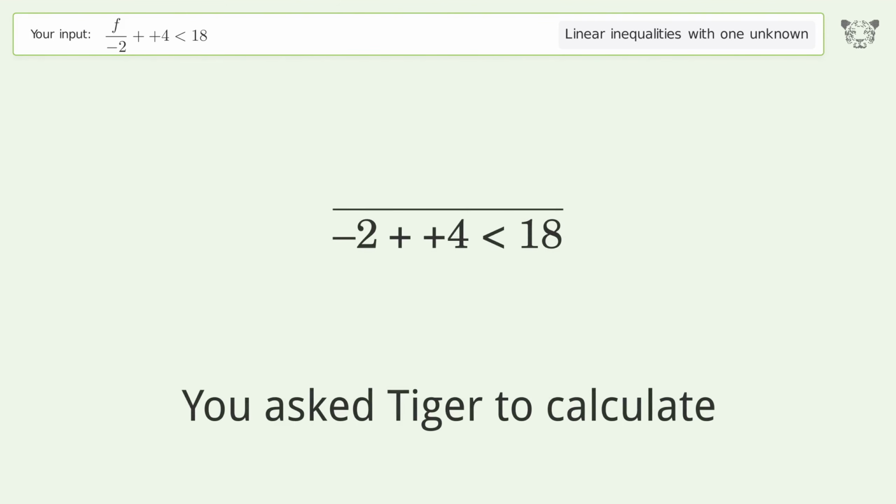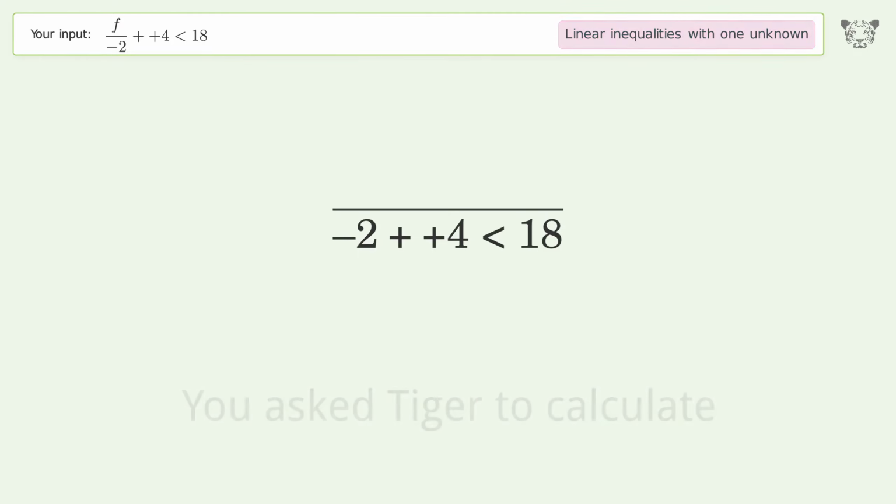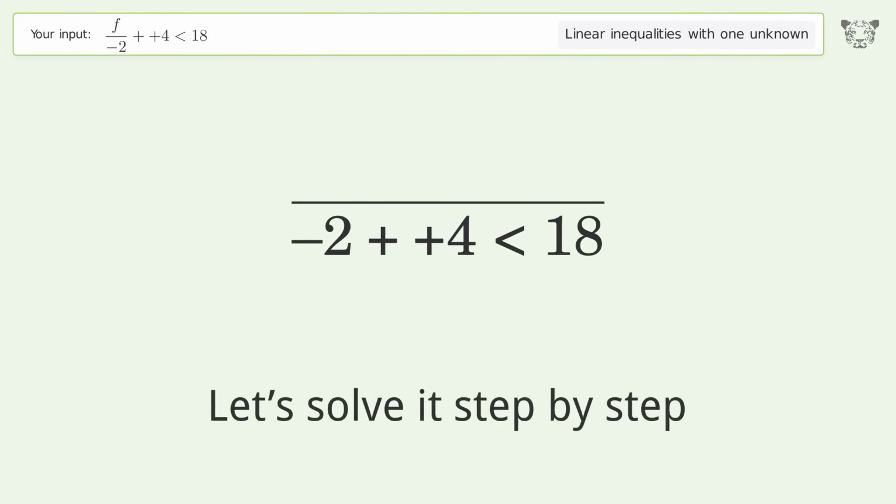You ask Tiger to calculate. This deals with linear inequalities with one unknown. The final result is f greater than -28. Let's solve it step by step.